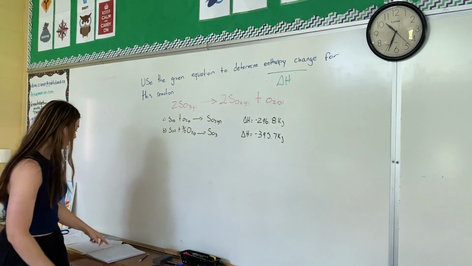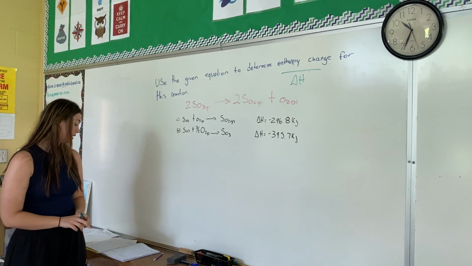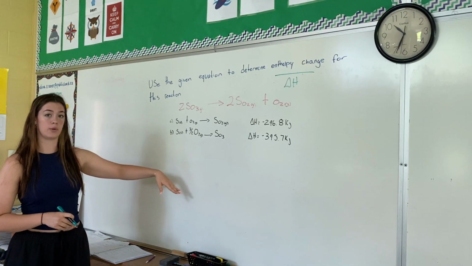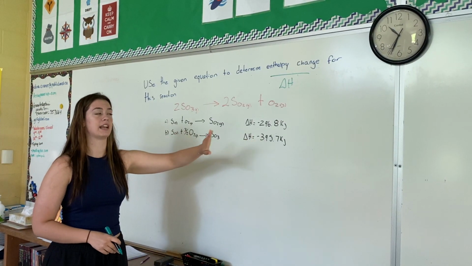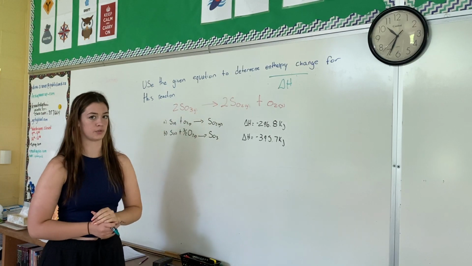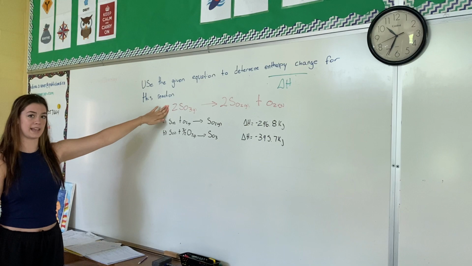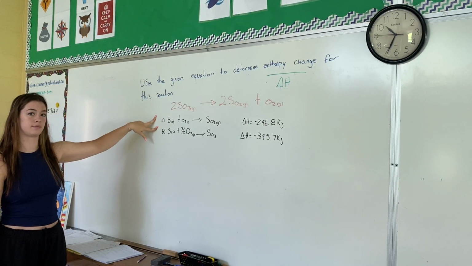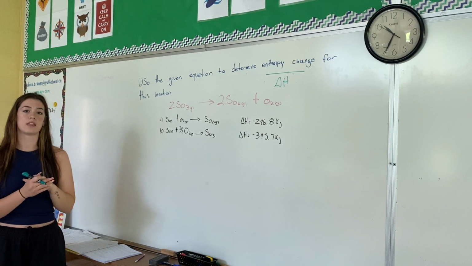So Hess's Law says that if you add two or more equations to get an overall equation, you can then add your enthalpy changes to get your overall enthalpy change for this reaction. So this is the reaction that we want to get by the end, and these are the two reactions that we're given. What we're going to do is add them together.